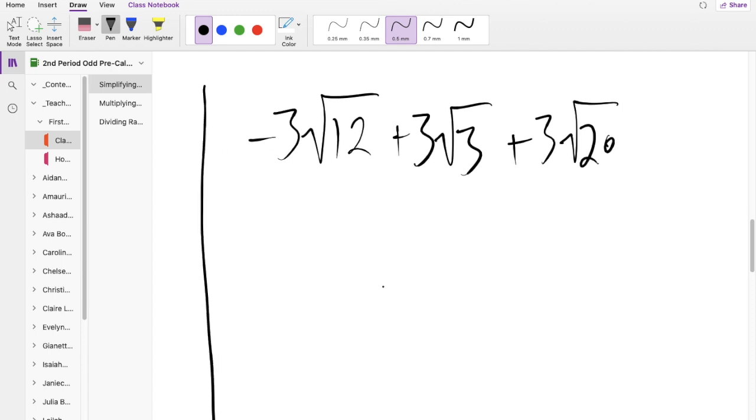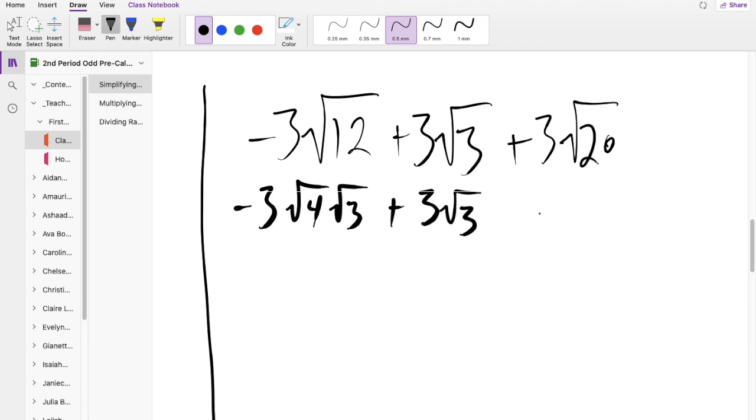We have negative 3 root 12 plus 3 root 3 plus 3 root 20. Again, as of right now, all of our indexes are the same, so we could potentially add them. Before we start though, all of our radicands are different. So let's simplify to see if we do have any like terms. The square root of 12 is really the square root of 4 times the square root of 3. The square root of 3 is already simplified.